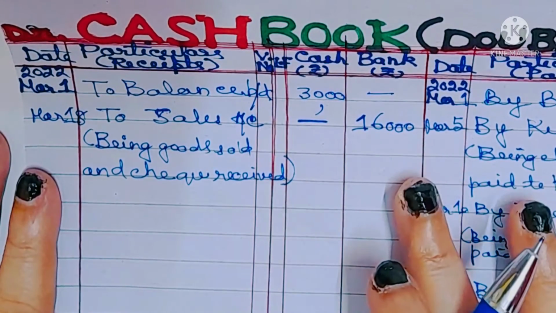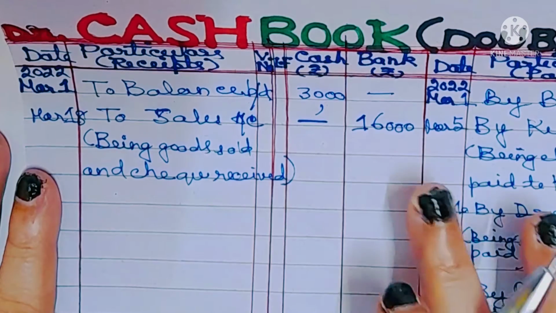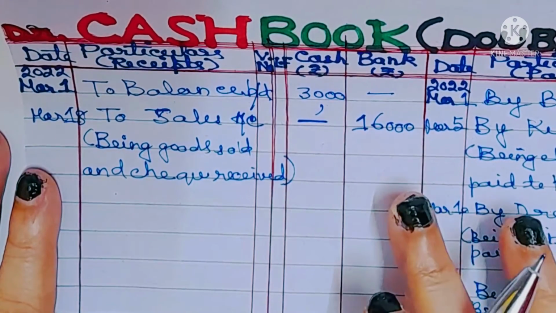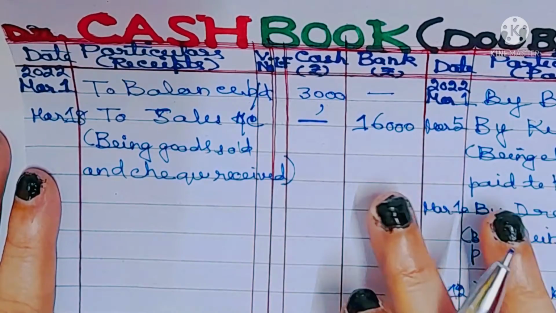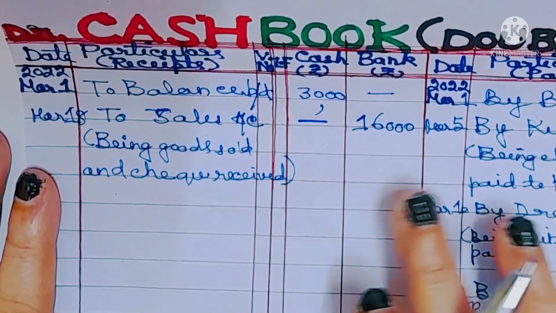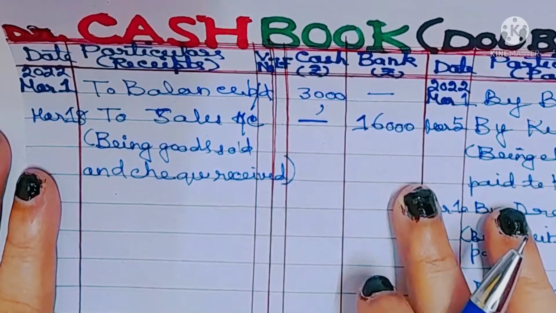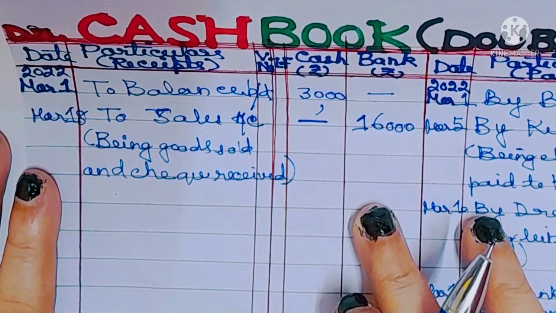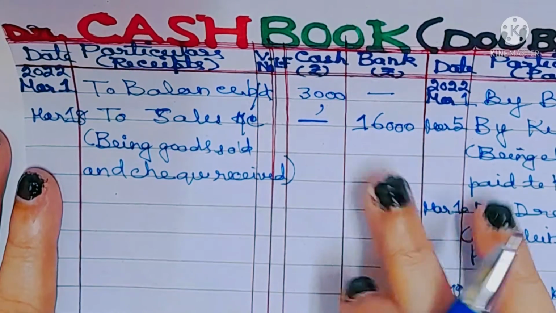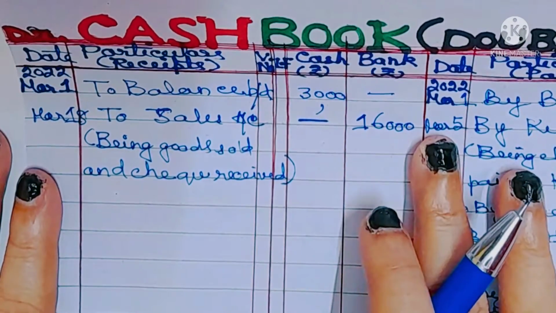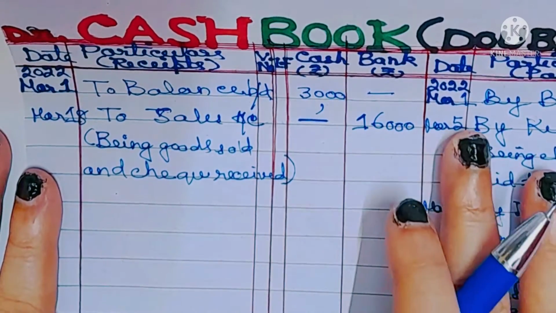Moreover, bank column represents bank account, and bank account comes under personal account. According to personal account, the receiver of the benefit is debit. Here, when goods are sold, check is received. So bank is the receiver of check. So 16,000 will be debited. Understood? Now let's see the next transaction.